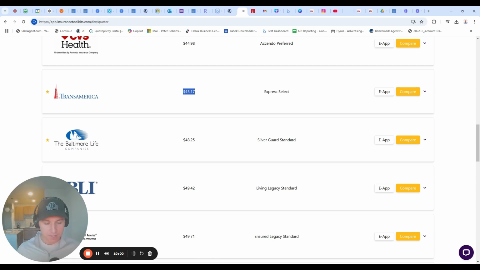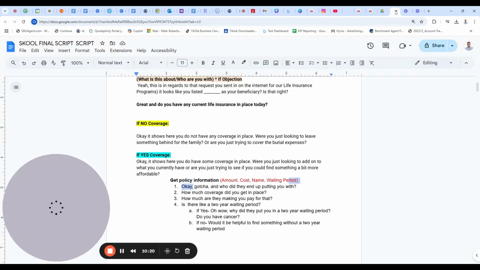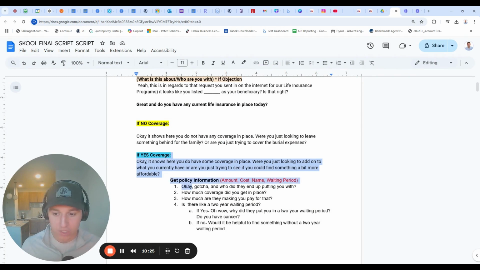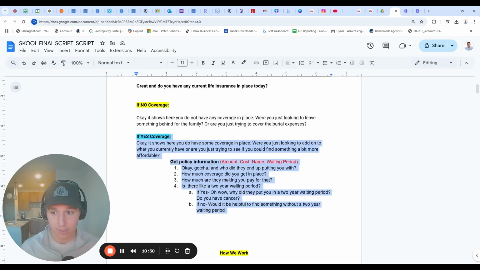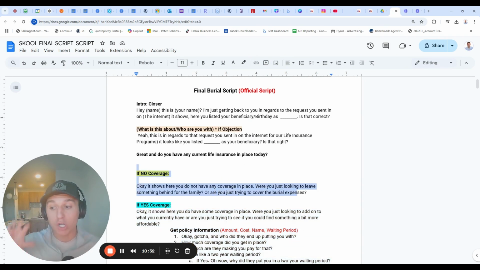So when you're in the script, in the first beginning of the intro, you always want to ask, what are you looking for? Are you looking for family? Are you trying to leave money behind to your loved ones? They don't have coverage. Or if they do have coverage, are you trying to find something cheaper, or at a better price, and then always get the policy information? So let's go back to the script here. Let's just dissect this one more time, so we always know what we're looking for. Again, if they do have coverage, you're always going to get the policy information, because you're trying to dissect the value or the angle of value. And if they don't have any coverage, are you looking to leave something behind for the family, or trying to cover your burial expenses?